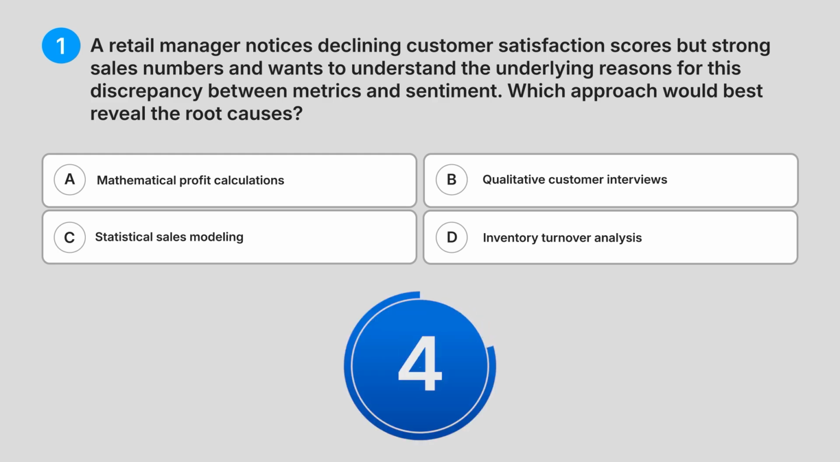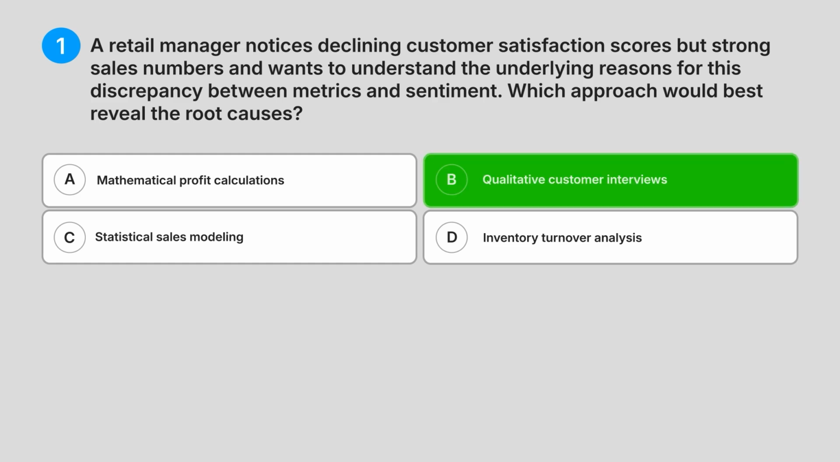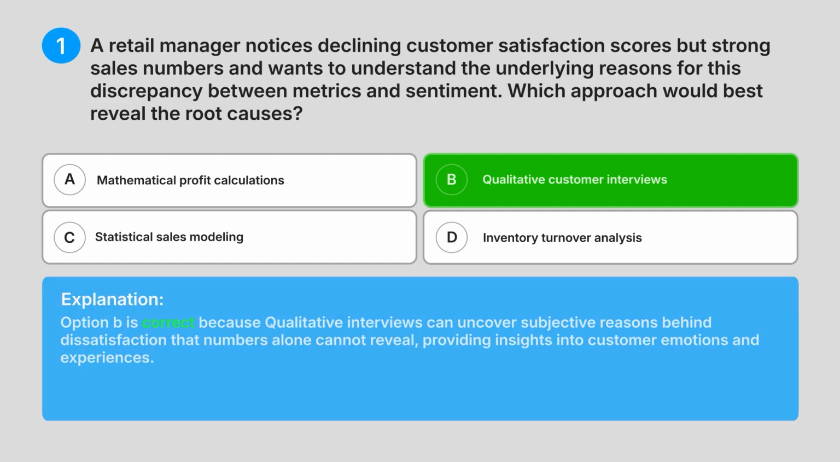Can you guess the answer? Correct answer. B. Qualitative customer interviews. Explanation. Option B is correct because qualitative interviews can uncover subjective reasons behind dissatisfaction that numbers alone cannot reveal, providing insights into customer emotions and experiences.